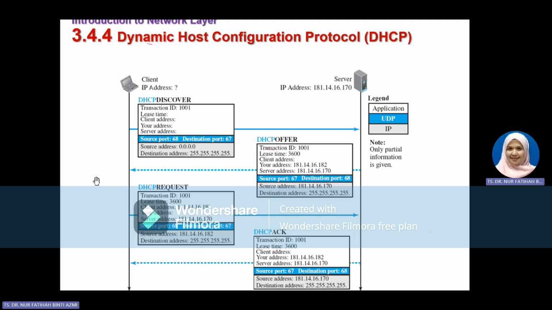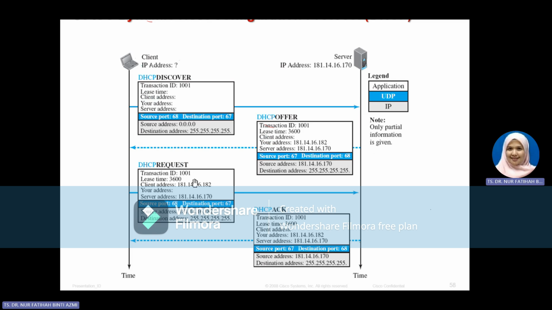Finally, the chosen DHCP server will respond back with the DHCP ACK, which is the acknowledgement. This is like the server saying, great, okay, good, you have got this IP 181.1.4.1.6 and 182 for the next hour. So here's the network information you need: the IP address, the lease time, and the other details.